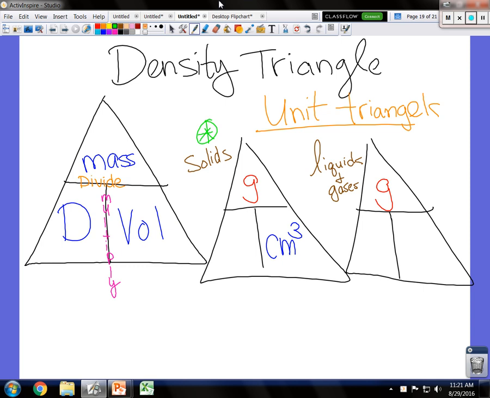So here's the all-important question. Will those units cancel each other out? Can you cancel grams with cubic centimeters? No. Mass and volume are two totally different things. They cannot be canceled out. So if they can't be canceled out, what is your unit for density?